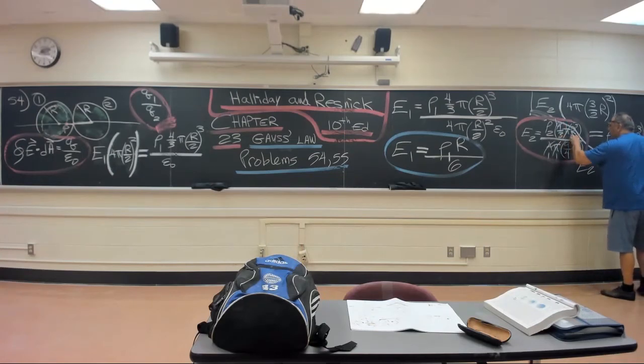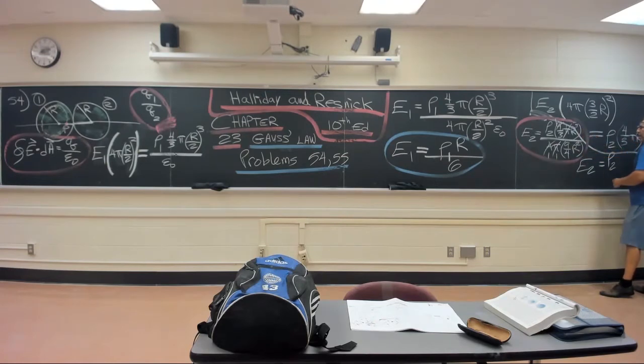This is a third, this is r cubed, this is r squared. R cubed divided by r squared is r. Capital R cubed divided by capital R squared is capital R. The 3 is on the bottom. Yeah, it is. It's on the bottom.